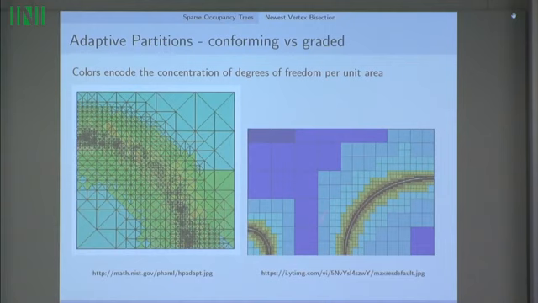The results I'm talking about apply to both types of partitions. So how can we improve the partition, how can we make it move slowly? The basic idea is the following.